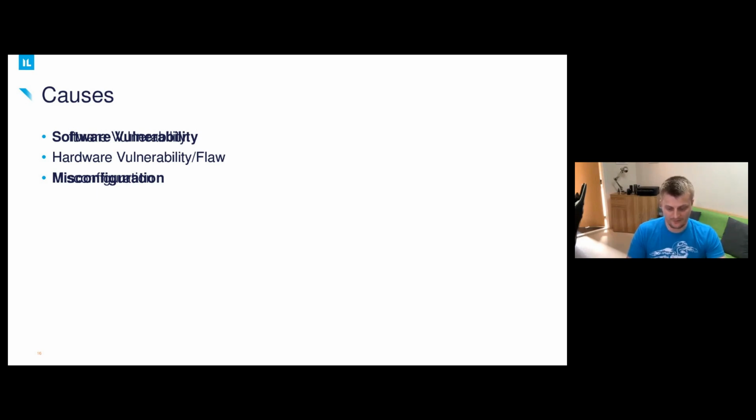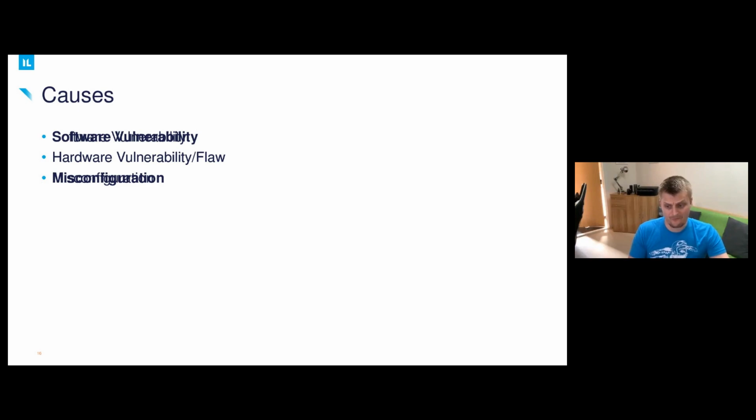Most vulnerabilities, if you go look at the CVE, the common vulnerabilities and exposures, so when you find a vulnerability, you can go off to an organization and get what's known as the CVE. It's basically a unique identifier for that vulnerability, and that's stored in what's called the National Vulnerability Database, the NVD. And if you go look at that list, most of those vulnerabilities, if you boil them down, come down to software vulnerabilities.